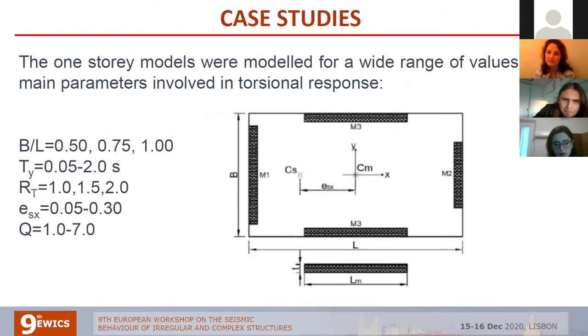And these case studies were modeled for a wide range of values of the main parameters involved in torsional response, which are the ones that I am showing here. The plan aspect ratio B over L of the plan of the building, which is the one that I'm showing to the right. The period in the short direction, and R_Y_T in this equation would mean the ratio of the stiffness in the X direction to the Y direction. ESX is the stiffness eccentricity of the building. And Q is the seismic reduction factor. The values that we use for each of the parameters are shown here.